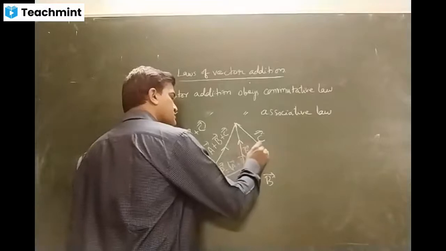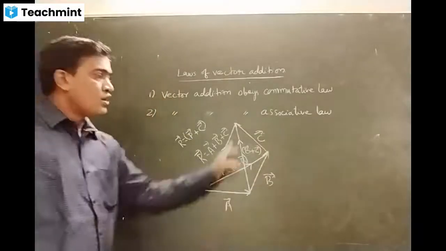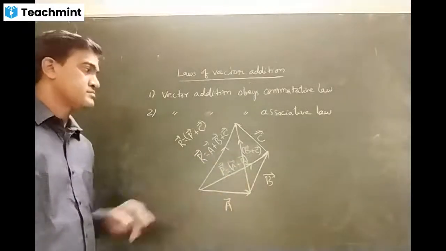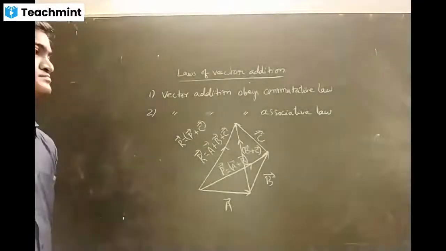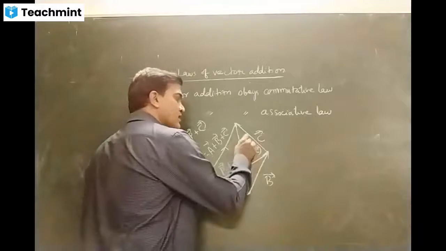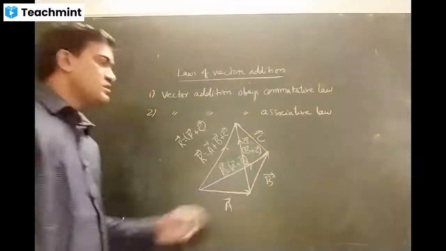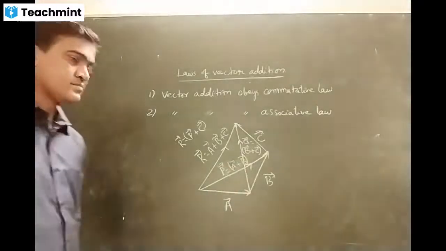B bar plus C bar is equal to, now, how is this B bar plus C bar related to A bar? R bar. Let me take this B bar plus C bar as Q bar. One vector is all there, sir. R bar.